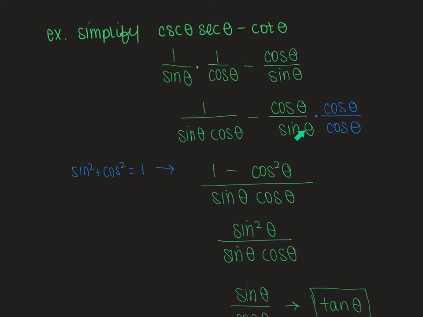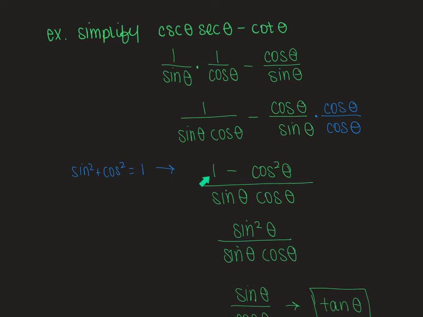So our steps here would be, okay, so I need to combine these. They need to have common denominators. I need to multiply this one by cosine over cosine. When you do that, you would get cosine squared over sine cosine. So that means that you could do 1 minus cosine squared over sine cosine.